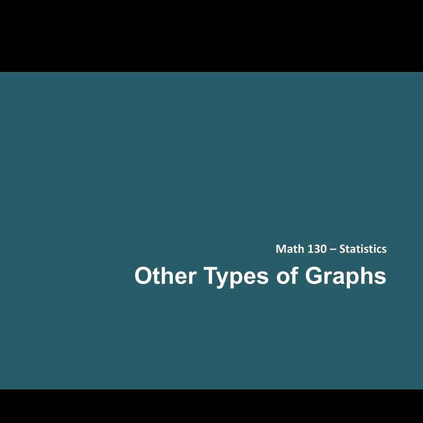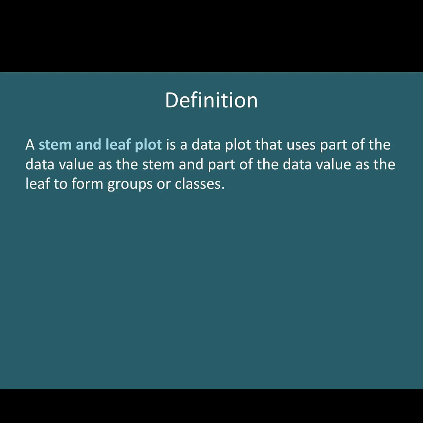Other types of graphs. First, before I get into the student notes, I want to point out one specific type of graph that you'll need to learn how to construct. A stem and leaf plot is a data plot that uses part of a data value as a stem and part of the data value as the leaf to form groups or classes.